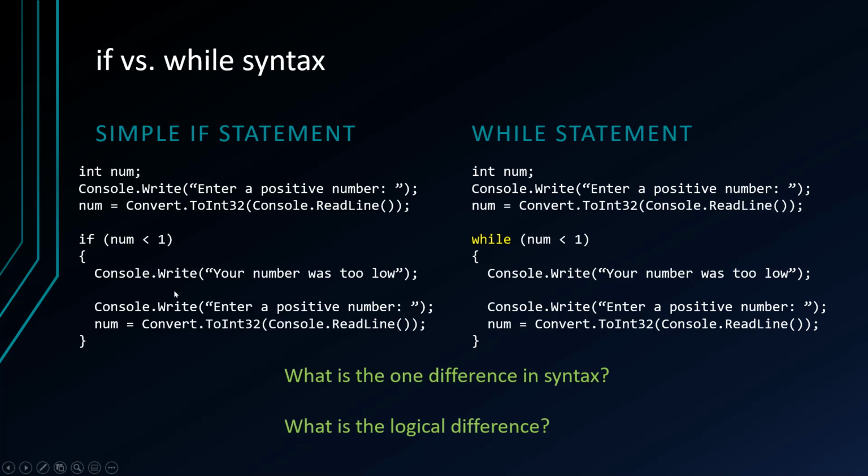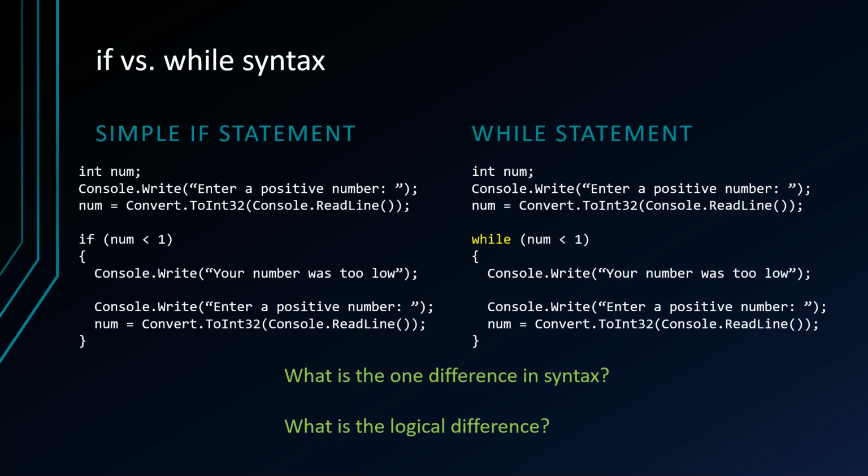Well, on the left, we're saying if the number is less than 1, so if the number is negative, give them one more chance. But once that one chance is done, that's it. The program continues. On the right-hand side, it says keep giving them another chance. Do it forever, absolutely forever, until the user gets it right. There's your big difference there. So if says if it's less than 1, give them one more shot. And on the right, it says while it's less than 1, continue giving them another shot, and continue and continue and continue.